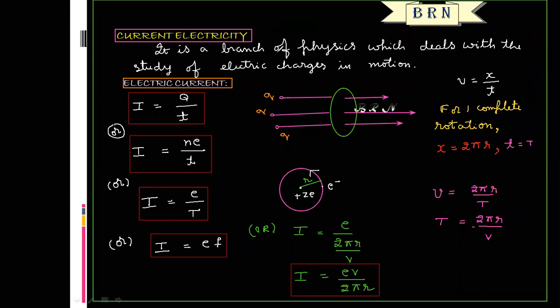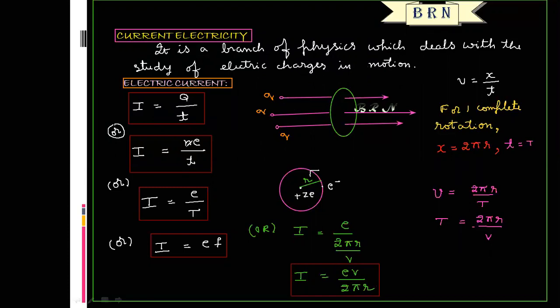So what is the meaning of current electricity? Current electricity is a branch of physics which deals with the study of dynamics of charges, or flow of charges, or simply charges in motion. What is the meaning of electric current? Electric current means the amount of charge flowing through any cross section of a conductor in a unit time, or simply the rate of flow of charge. The rate of flow of charge through any cross section of a conductor is called electric current.